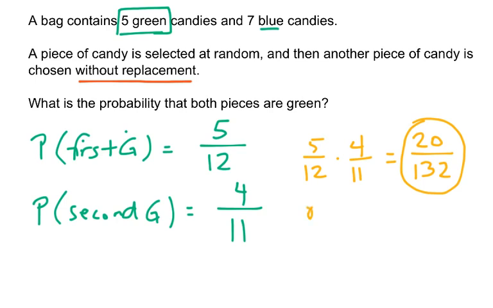If I want to convert this to a decimal, it's 0.1515, which as a percent would be 15.15%. Slightly less chance of getting both green this way than when I did it with replacement, because I take that green one out and I leave it out, so it's harder for me to get a green on the second draw.